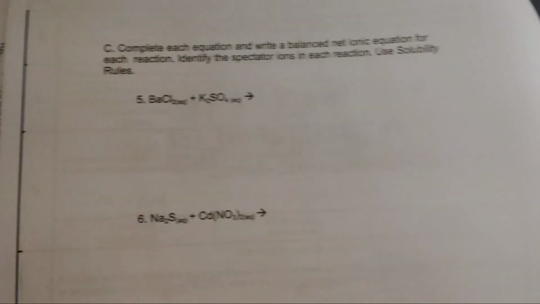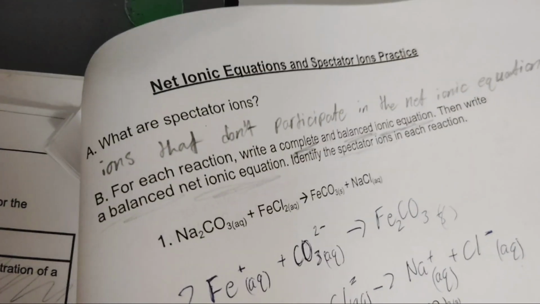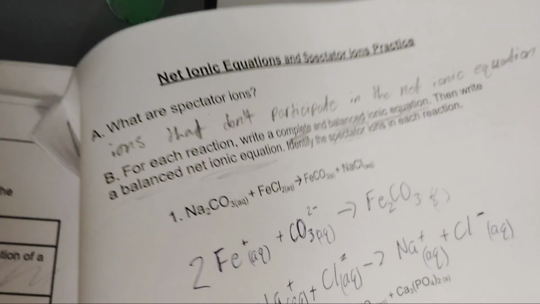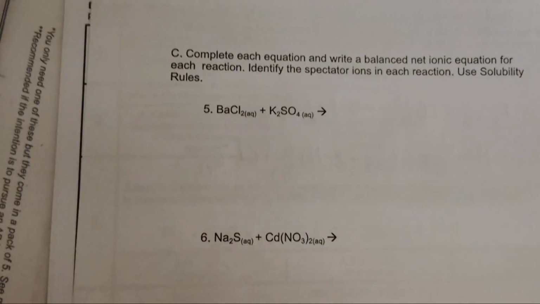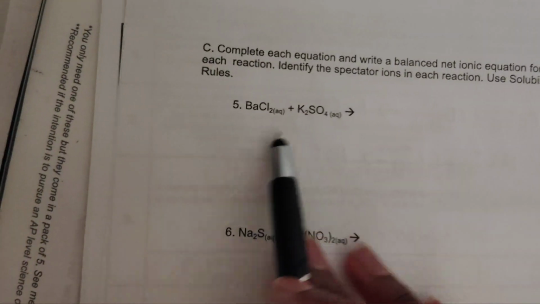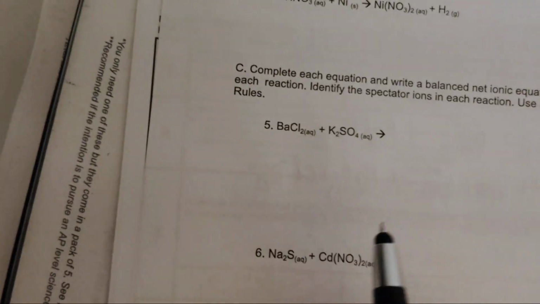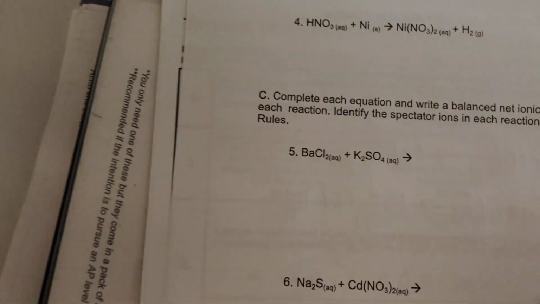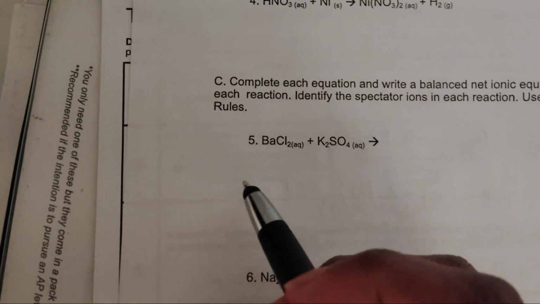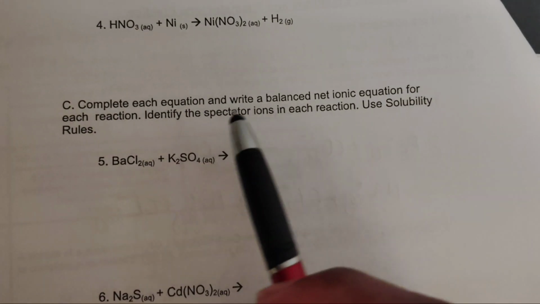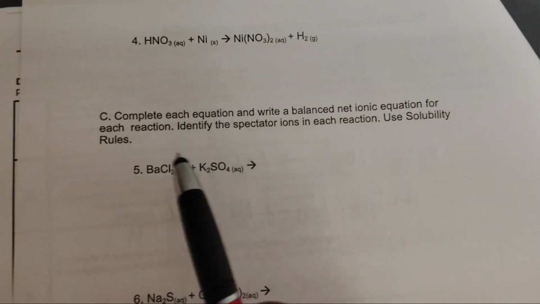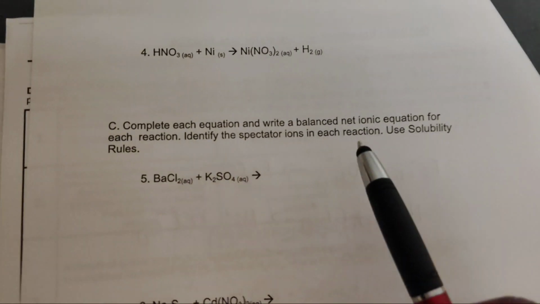So this one is again net ionic equations and spectator ions practice, but this time it's with solubility rules. For this one, number 5, we're going to do number 5 because it's nice and easy and simple enough. It's asking us to write a balanced net ionic equation for each reaction and identify the spectator ions in each reaction.